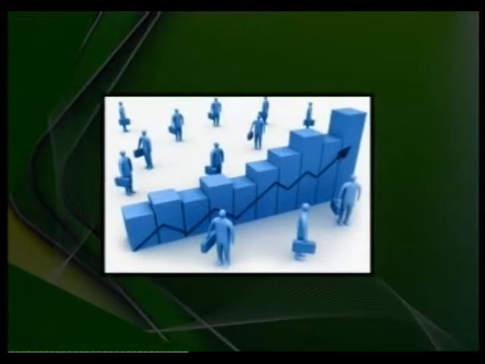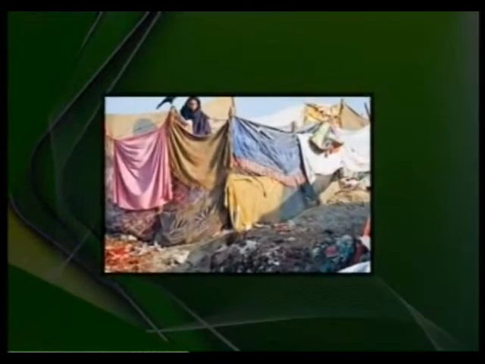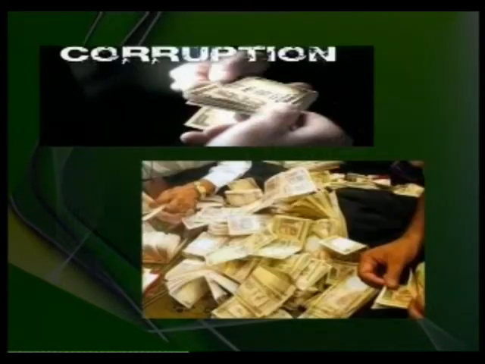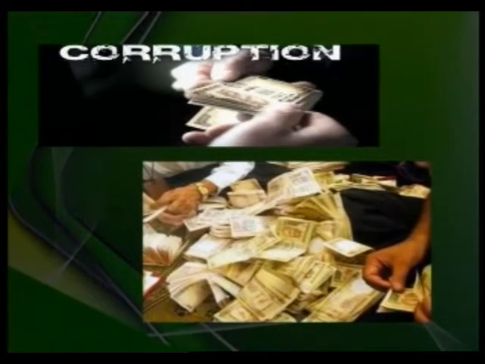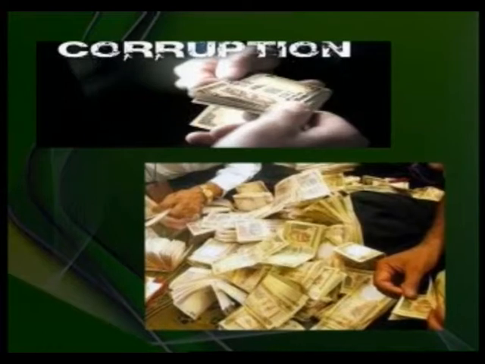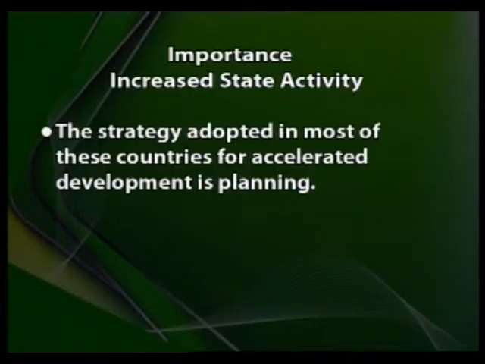Public administration has a gigantic task. Number one, reducing poverty. Number two, fighting illiteracy and whatever types of diseases are in the country. The other things are hunger and corruption. These are the gigantic tasks of public administration in the state. The strategy adopted in most of these countries for accelerated development is planning.